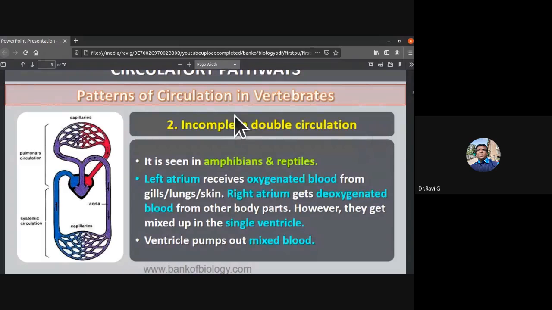Patterns of circulation in vertebrates. The second one is incomplete double circulation. We can notice this in amphibians and reptiles, where there is no separation of ventricles. They have a three-chambered heart with two auricles and one ventricle. So it is an incomplete double circulation, noticed in amphibians and reptiles.